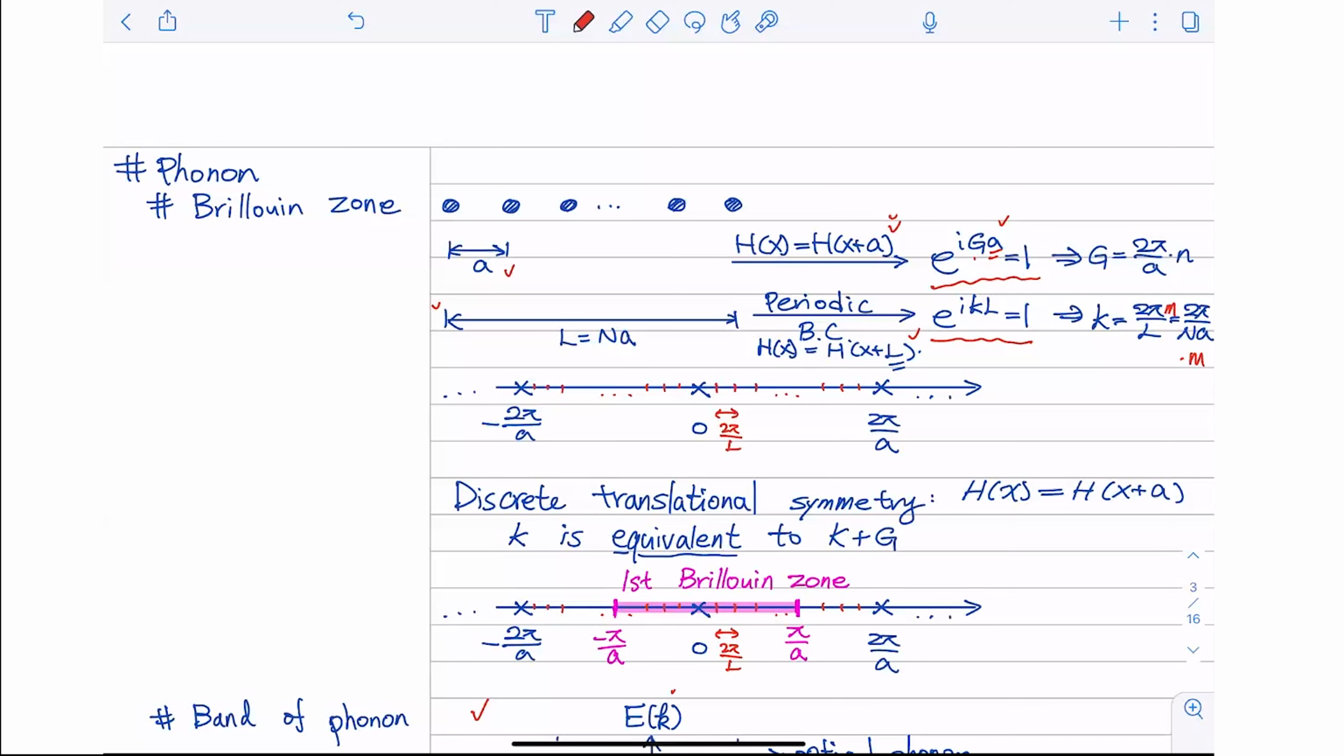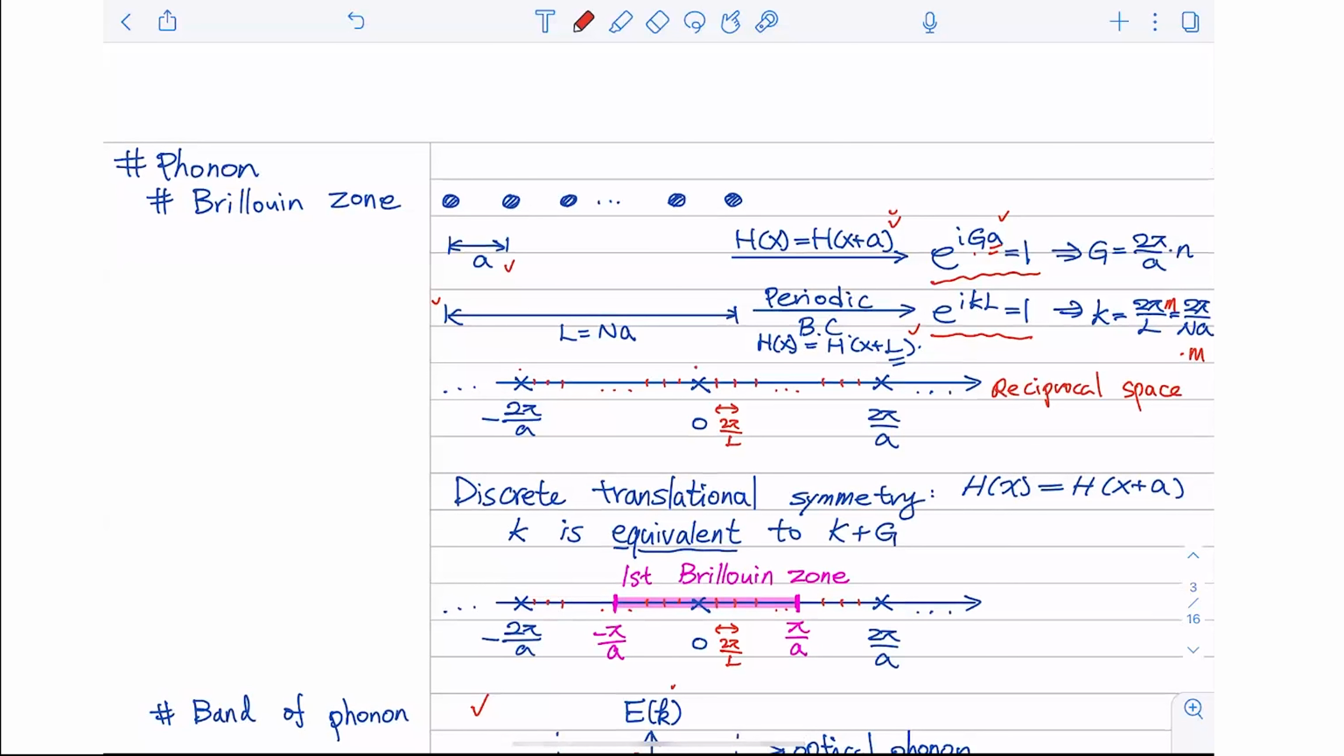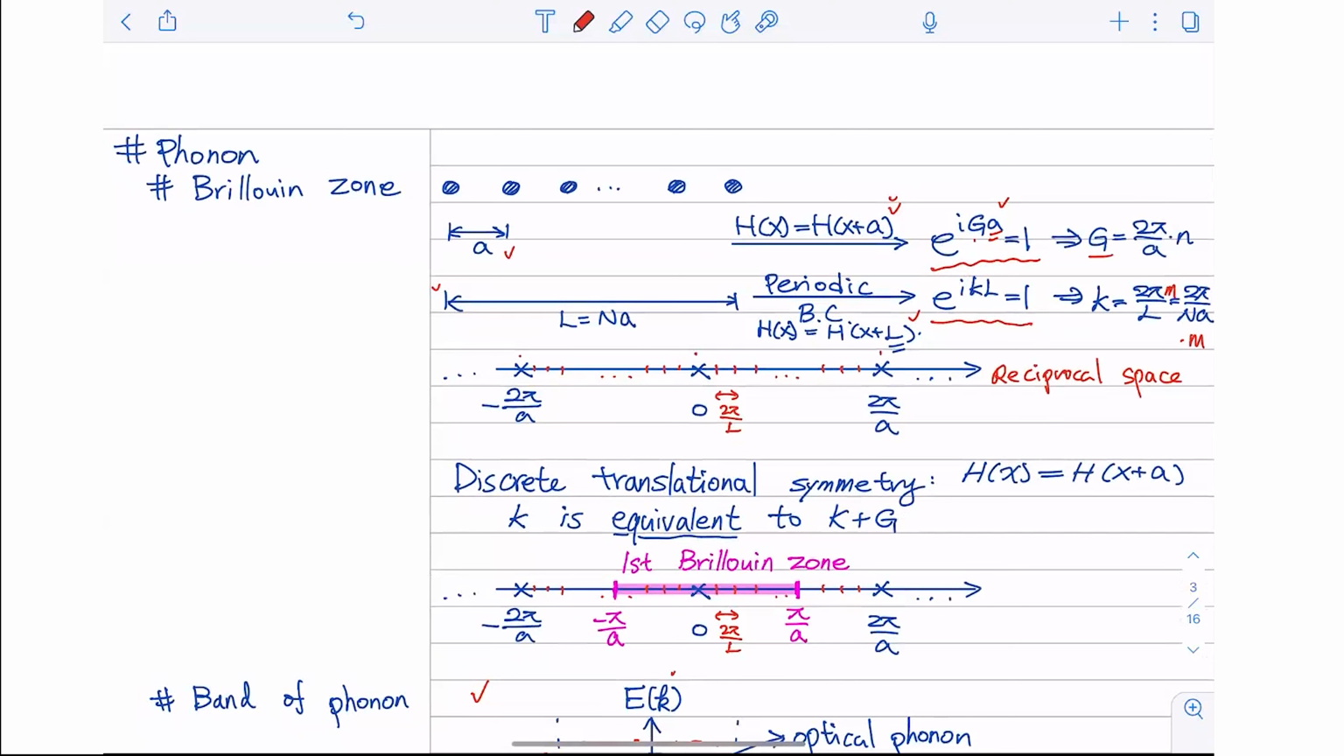Okay, so now if we try to draw this k and G on the same line, which is the reciprocal space, then those cross marks are the reciprocal vectors that correspond to G, and these red ticks are basically the k vectors that we just discussed.